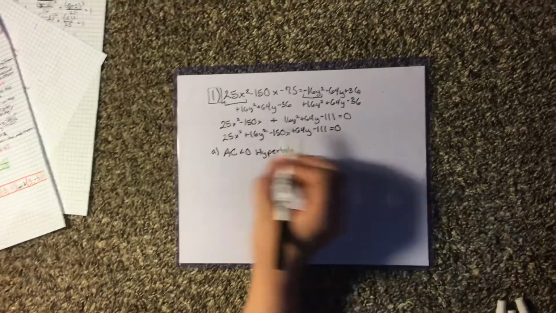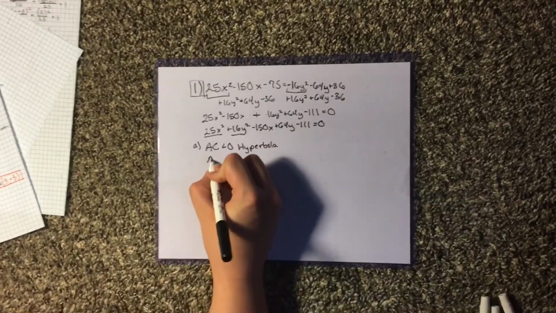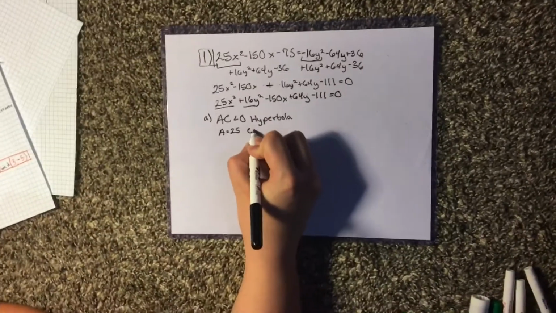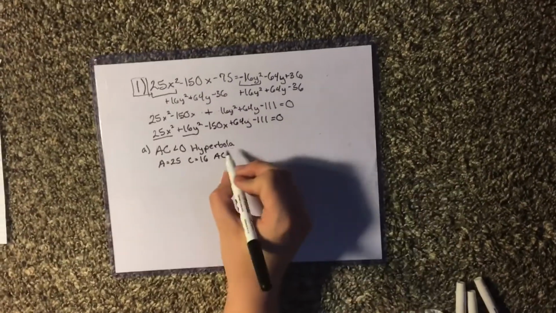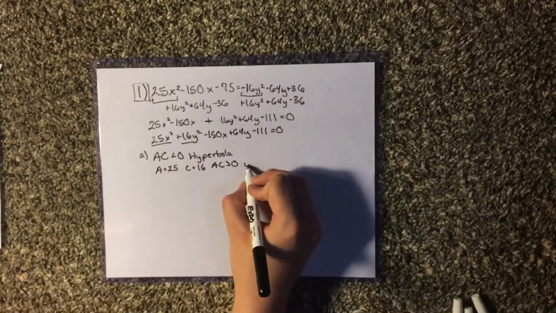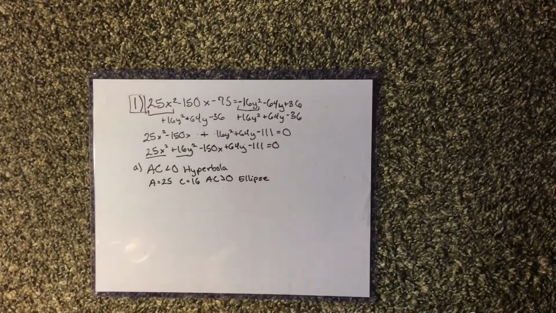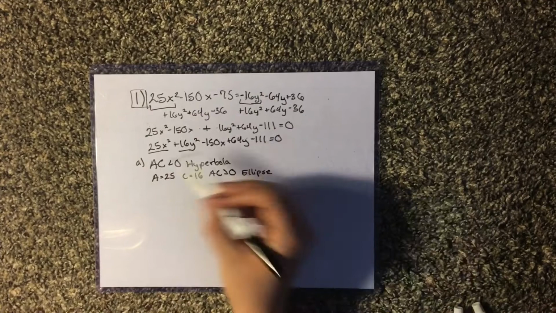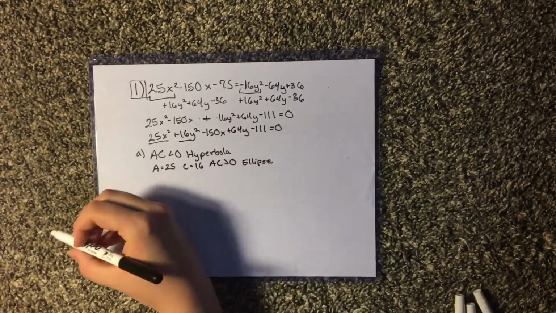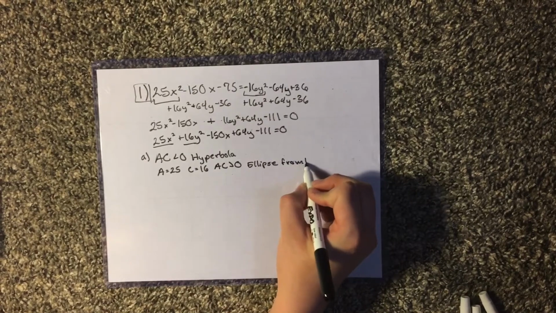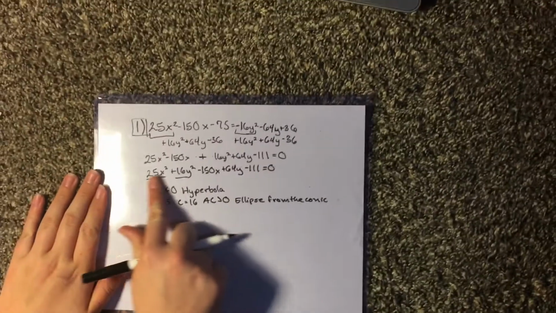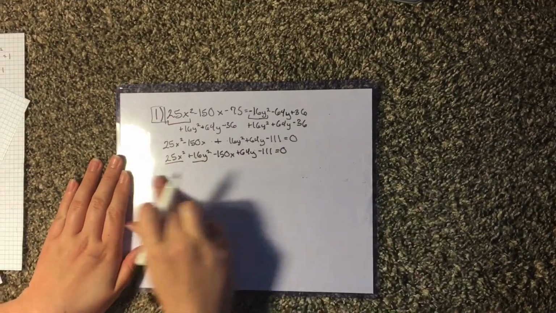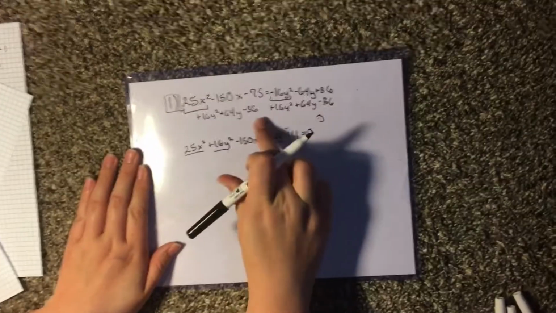However, once I put it into the regular general form, these two are A and C. So A equals 25, C equals 16. And that changes things and makes AC greater than 0, which makes it into an ellipse instead. And that is why. That's what I'm starting with. Okay, so this is an ellipse from the conics section. So now I can just take this away because we already know what that is. I'm going to leave this here because I'm going to need it for my next section.